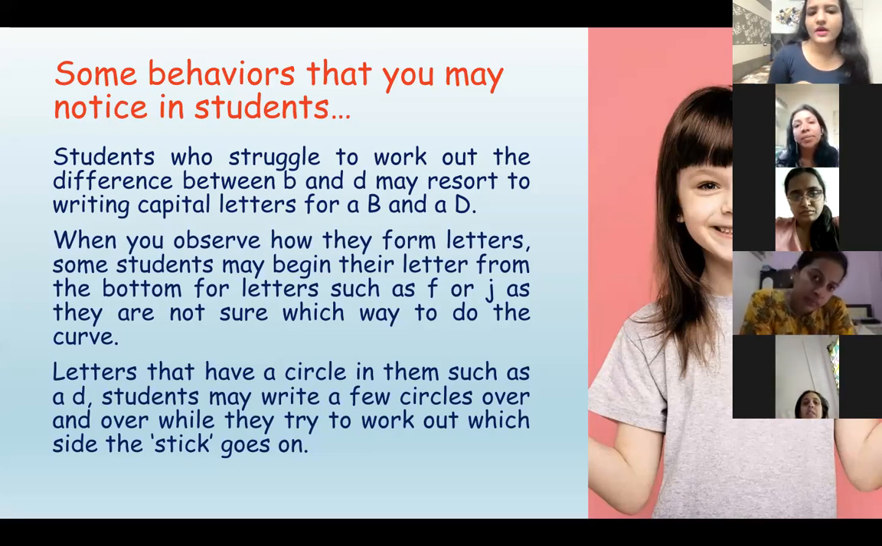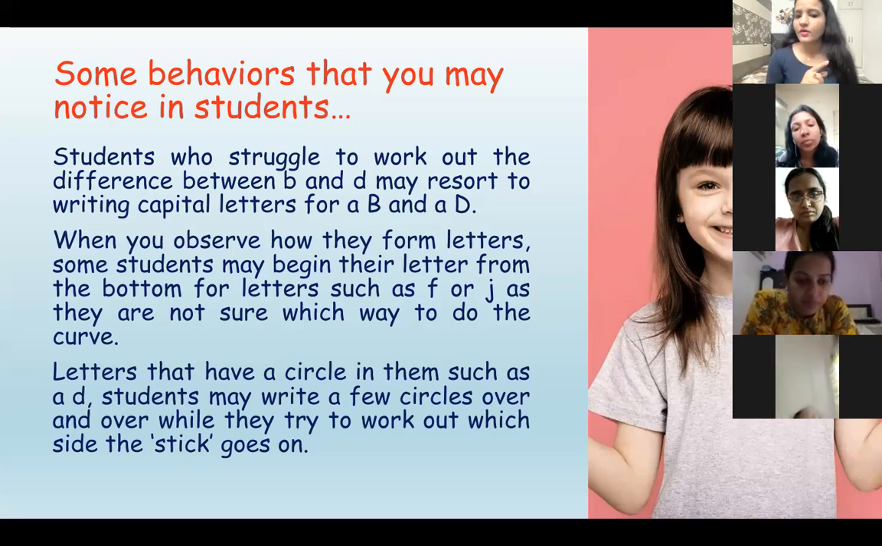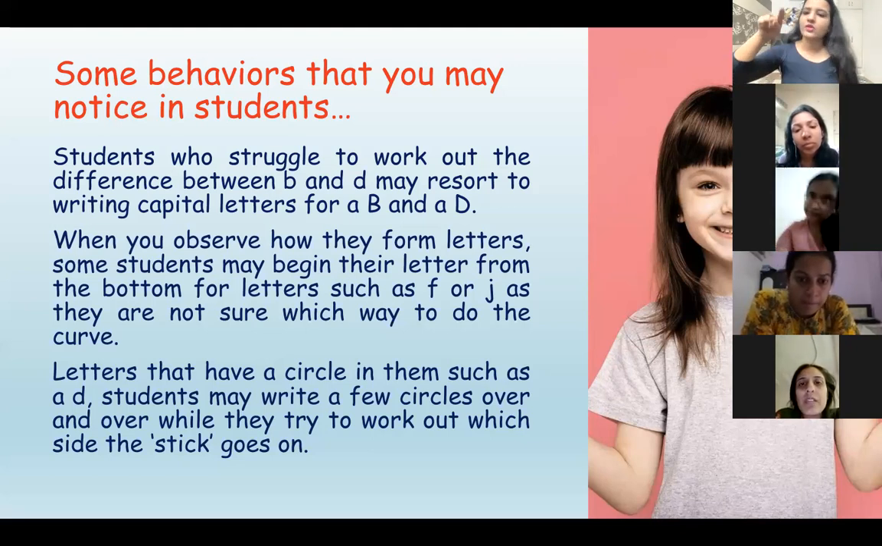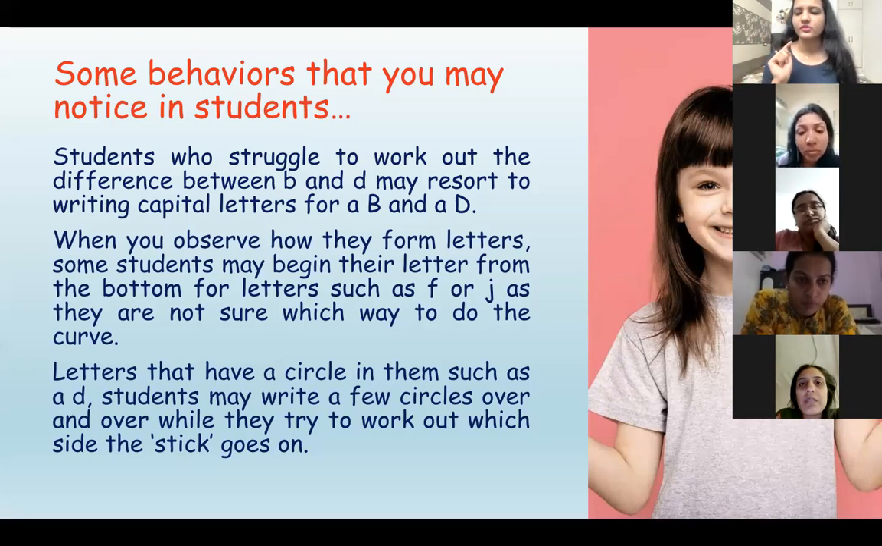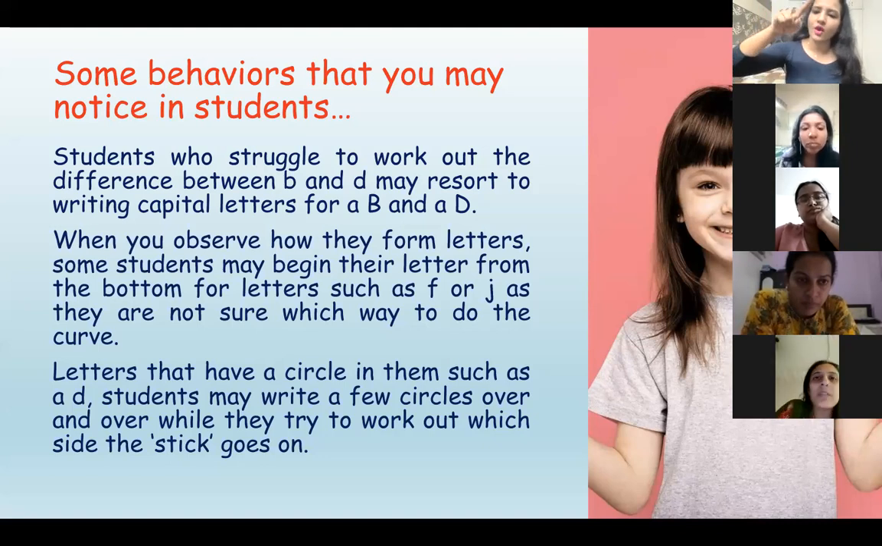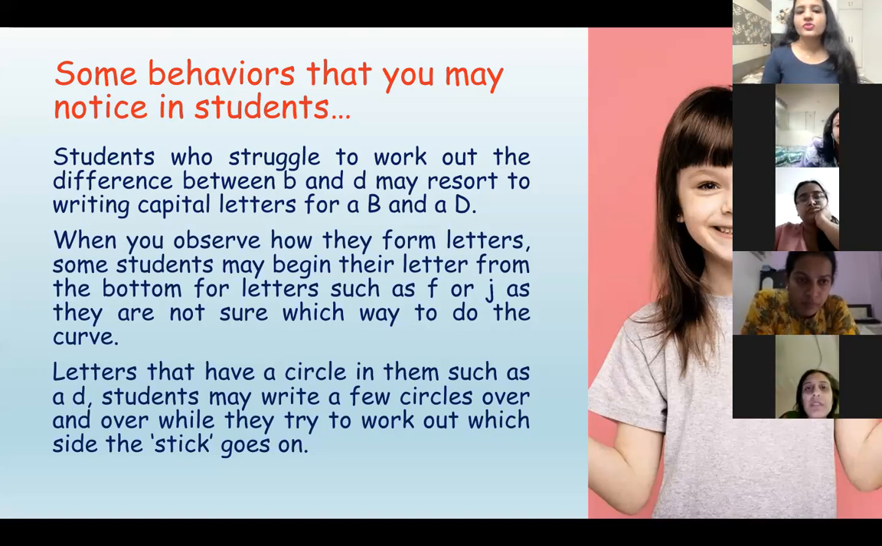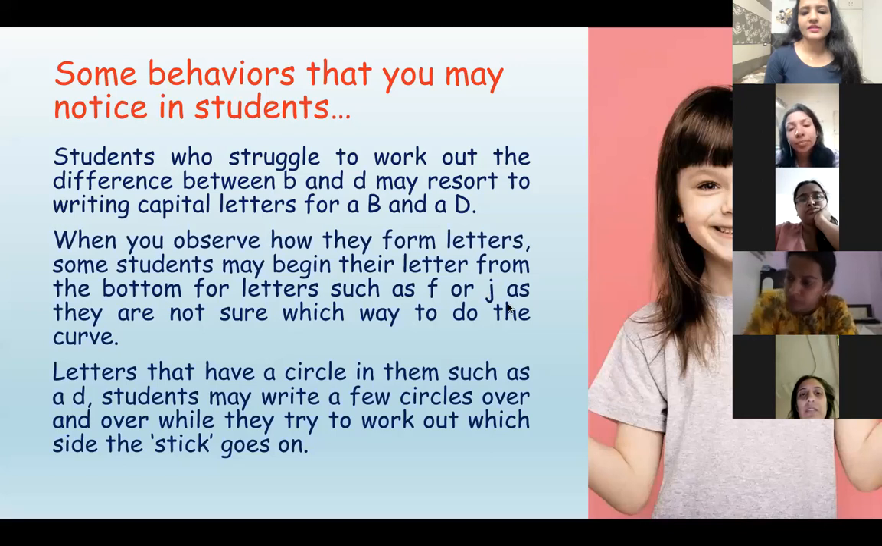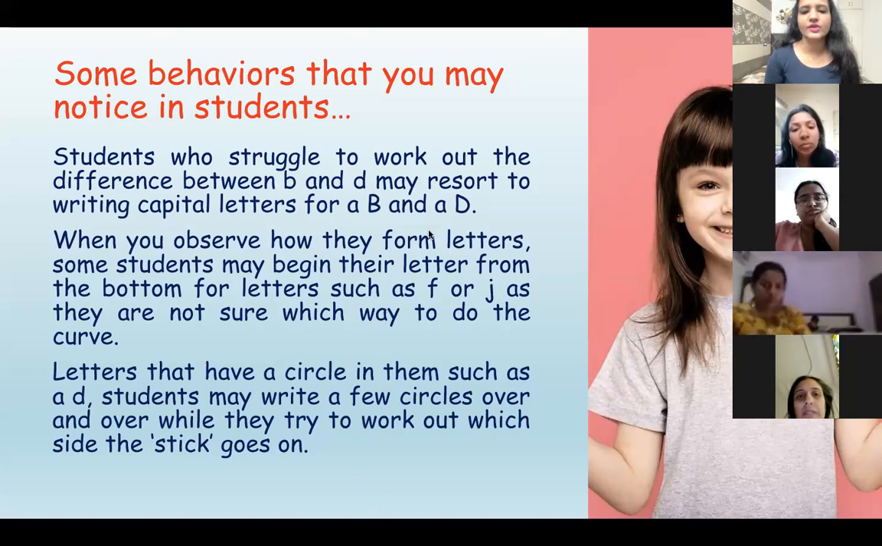So when you observe how they form letters, some students may begin their letter from the bottom. For example, with letters F and J, they may start from the bottom and go up. Now, if they are writing F like this, from bottom to top, that's the wrong way to write a letter. We all know that we have to start from the top and then come down. So, for example, let me write this letter F over here. So what is directional writing? I'll explain that also in detail.